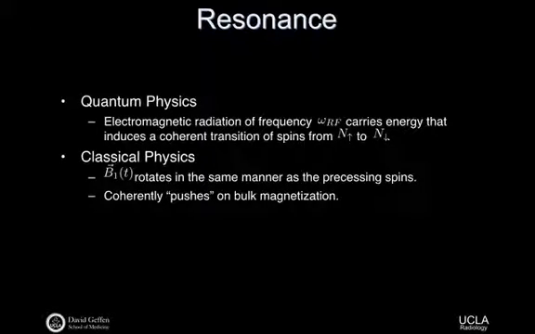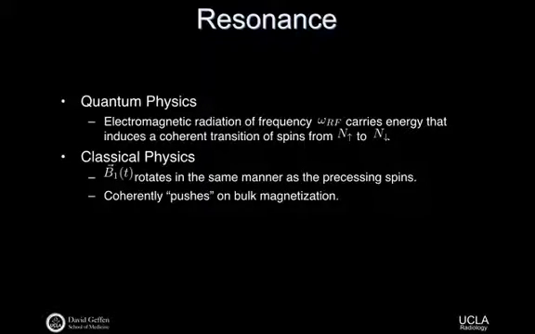There's different ways to think about or understand the resonance phenomenon. It'll relate back to that diagram in just a second. In quantum physics, we would say that the electromagnetic radiation, given that it has a frequency omega RF, this is the energy we're putting into the system, carries energy such that it can induce a transition from the spin up to the spin down state. So that'll give us more bulk magnetization that's observable.